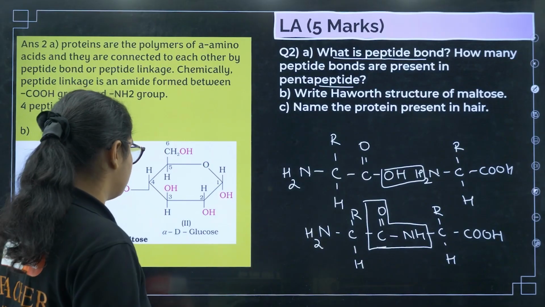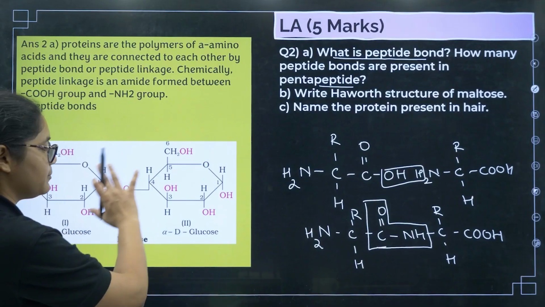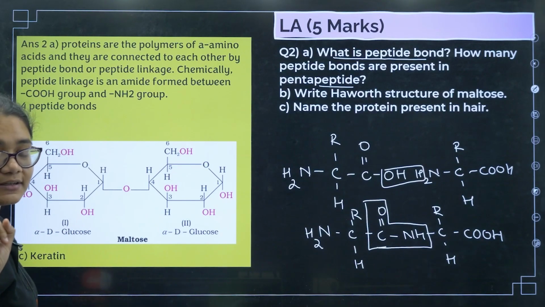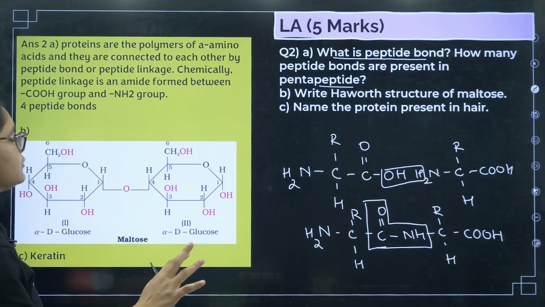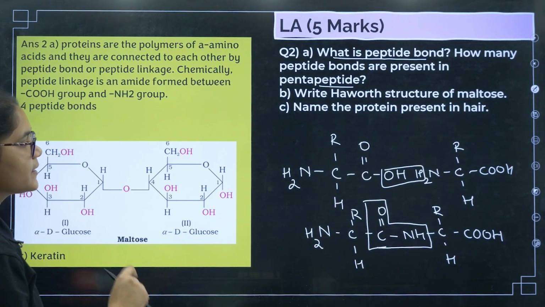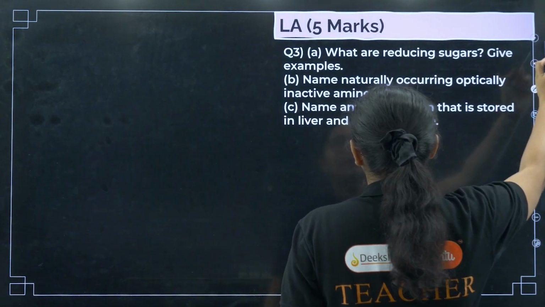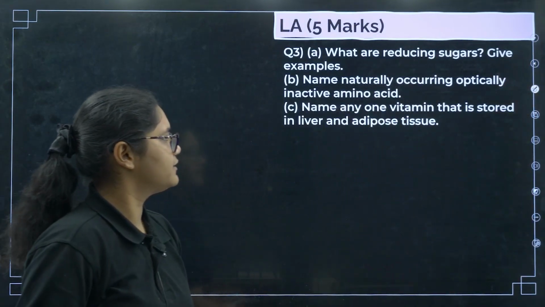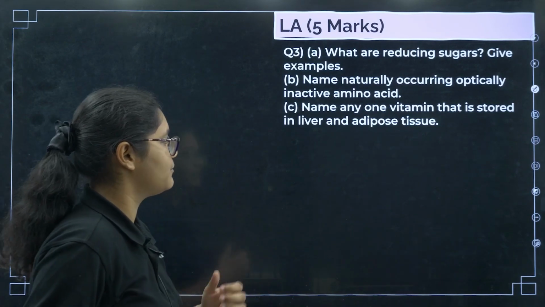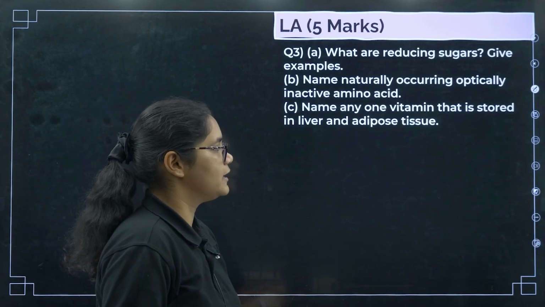Next, the Haworth structure of maltose. I know this will take a little bit of time, so please prepare properly, take your time, and draw the 3 structures, that is sucrose, maltose and lactose, at least 5 to 10 times. Very important question; any one of the structures will definitely be asked. Name the protein present in hair, that is keratin. Now coming to: what are reducing sugars, give examples; name the naturally occurring optically inactive amino acid; name any one vitamin that is stored in liver and adipose tissue.